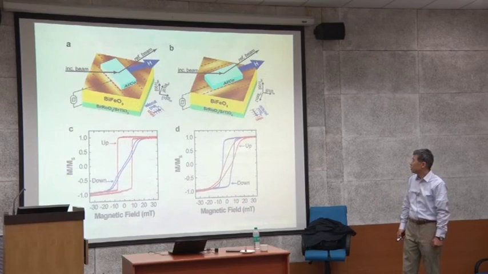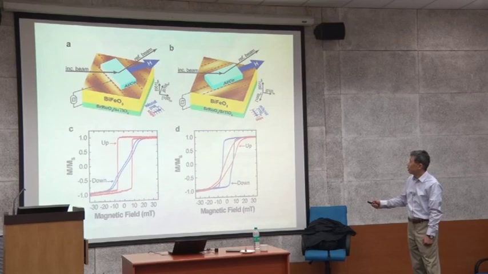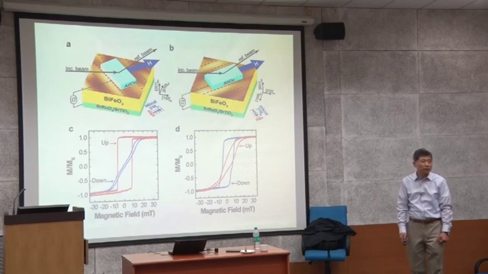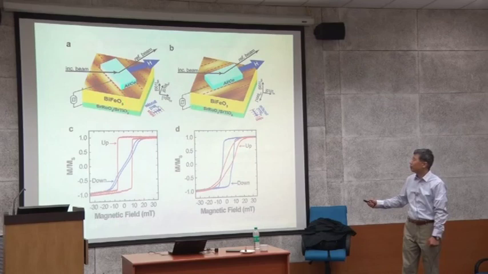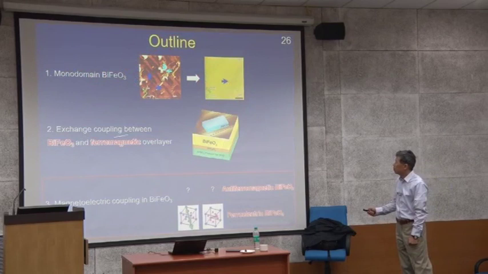So you can clearly see, by switching this electric field, we switch the magnetization of the cobalt layer. Okay. Now, how does this happen in between these two? Through exchange coupling between these two layers.